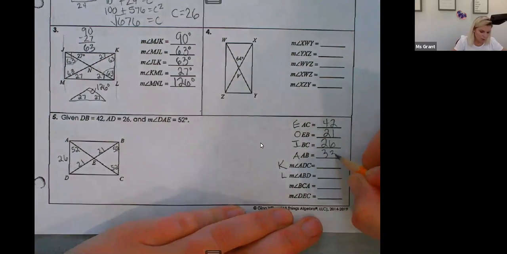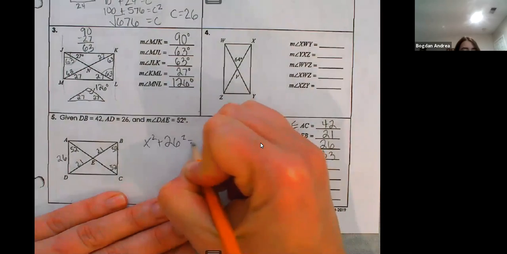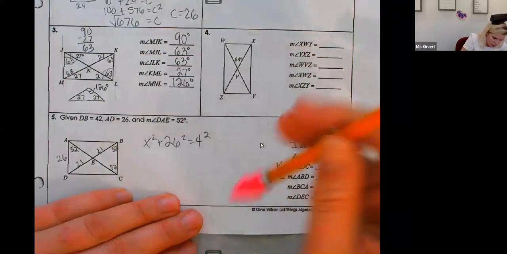Good. Did you get that doing Pythagorean Theorem? Yeah. Yep. Oh, 42 squared, not 4 squared.